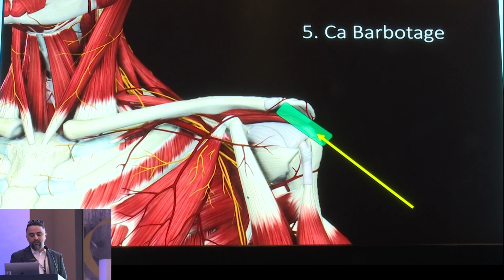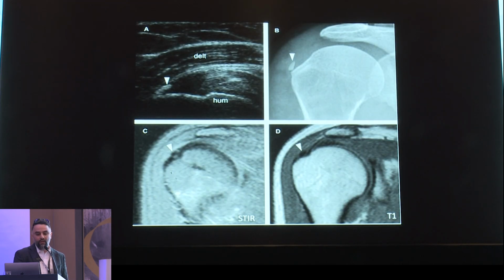Now, going to the fifth procedure I described here, calcific barbotage, as Dr. Ahmed was speaking, really good presentation. The key is that it's very easy to see those on ultrasound, compared with small calcifications on MRI, where they can easily be missed. Even bigger calcifications can be missed.